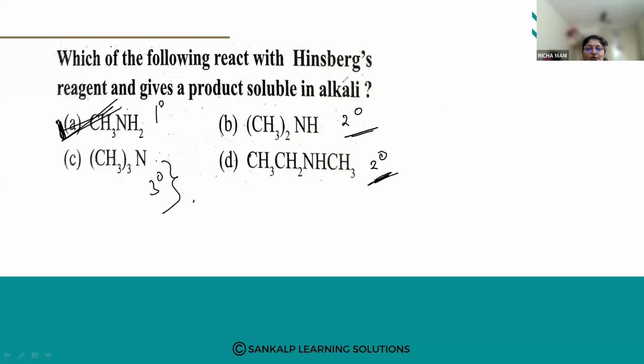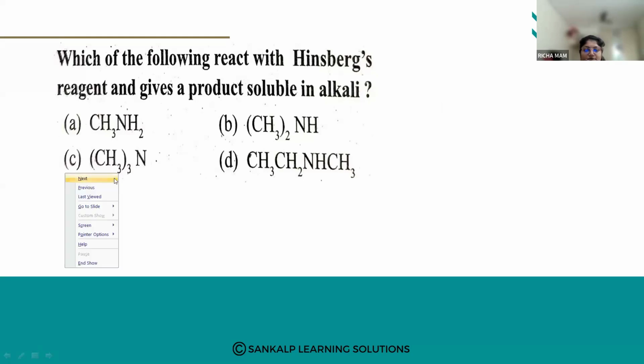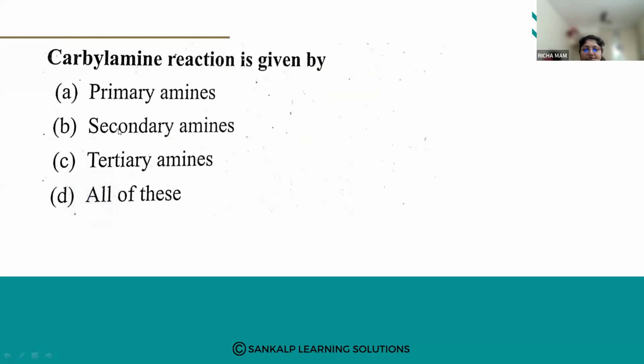They have asked which of the following will react and give a product which is soluble in alkali. It is the primary amine. Next question. Carbylamine reaction is given by: A. Primary amines, B. Secondary amines, C. Tertiary amines, D. All of these. So which amine gives this carbylamine reaction? Yes, it is given by your primary amine.